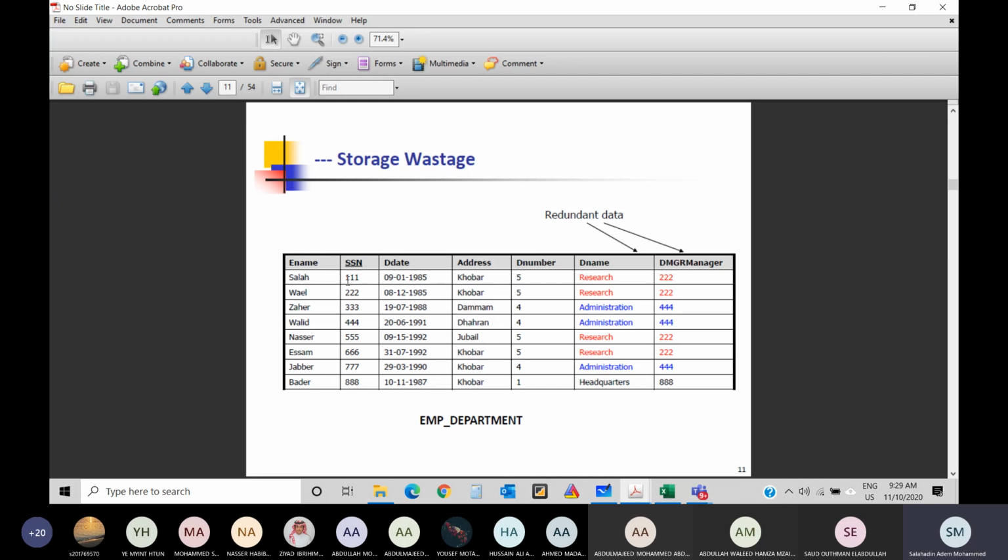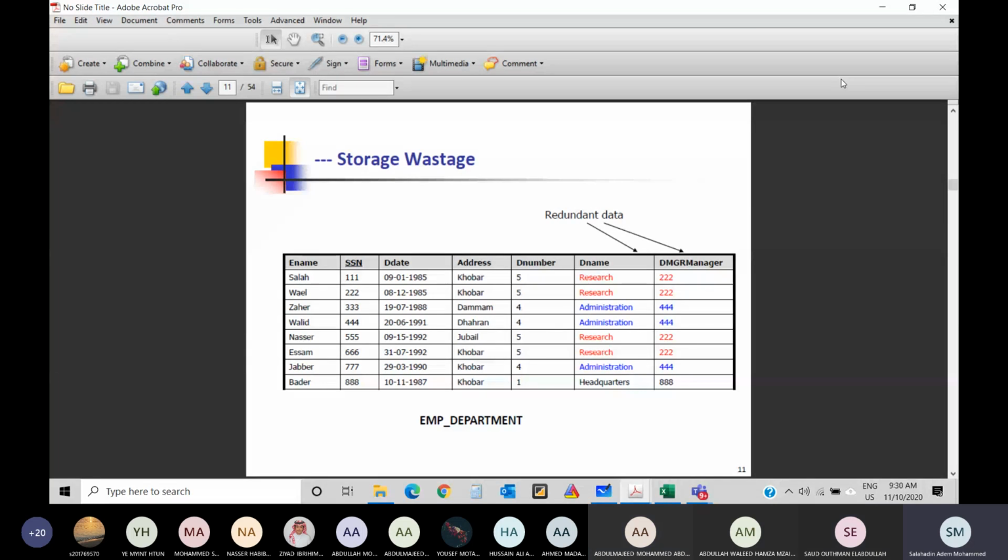So I have Salah, SSN is 111, his birthday is this, and he's from Khubar. His department number is 5, which is research, which is 22. Every time we say 5 research 22, 5 research 22, 5 research 22. So this is redundant data. You agree with me or not? Yes. I agree. It's a bad design.